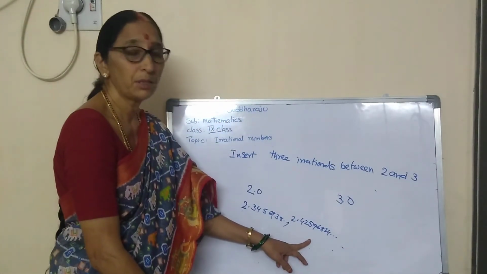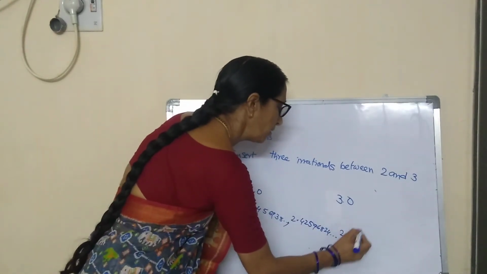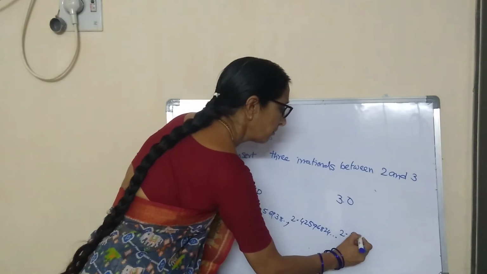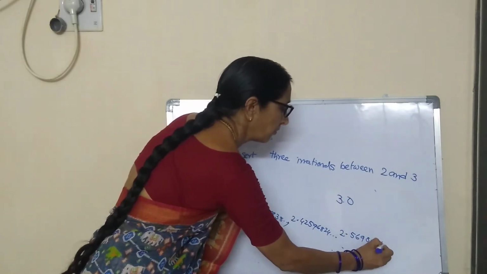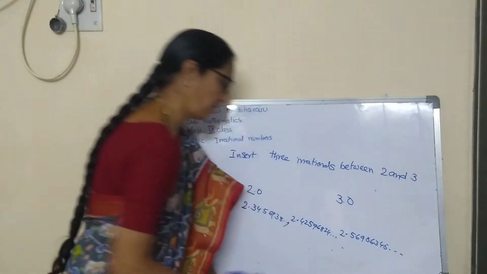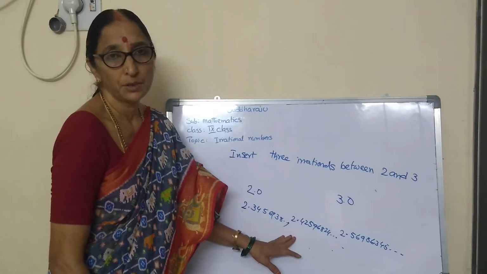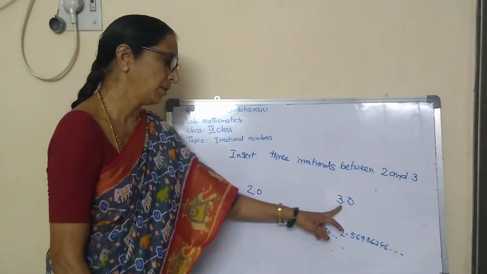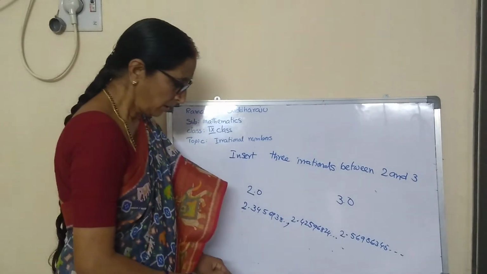Write another number between 2 and 3. It means 2.5698634 5, etc. We can write infinite numbers between 2 and 3. Can you write?